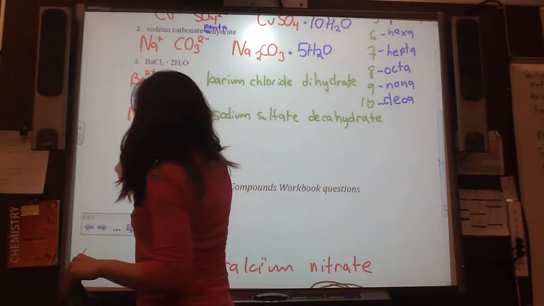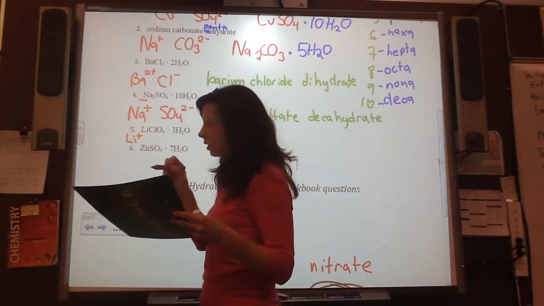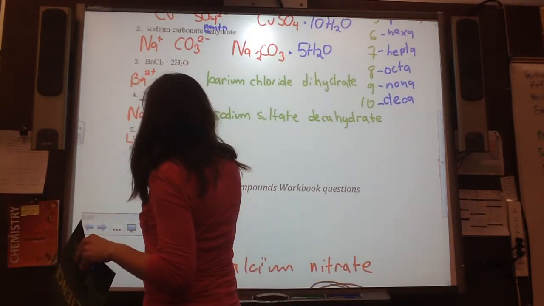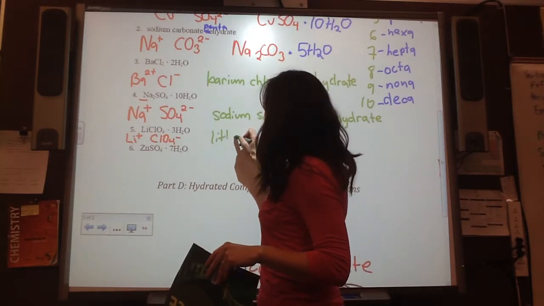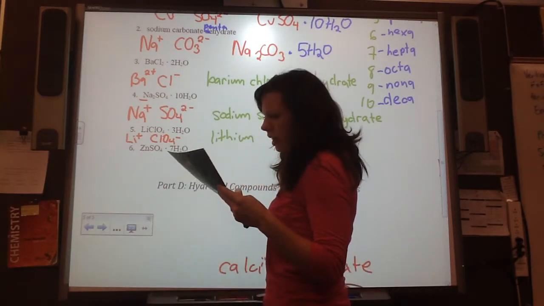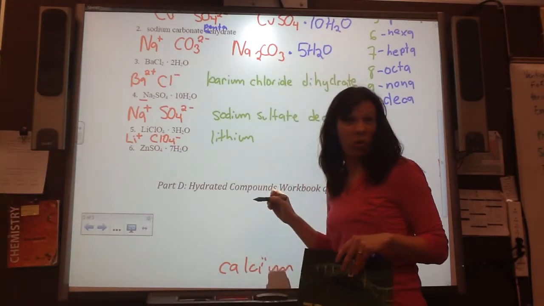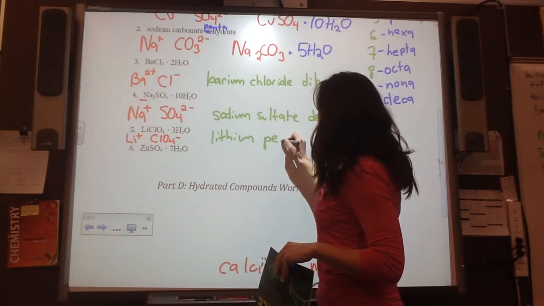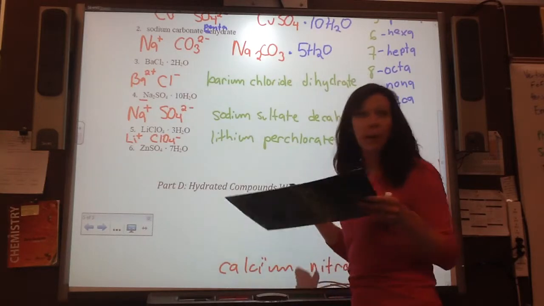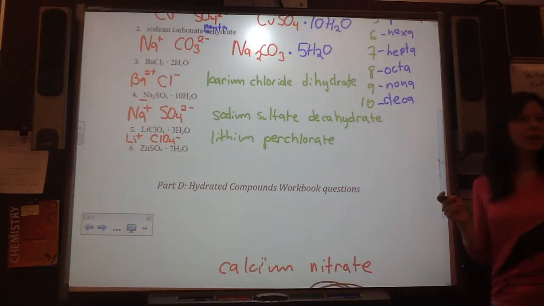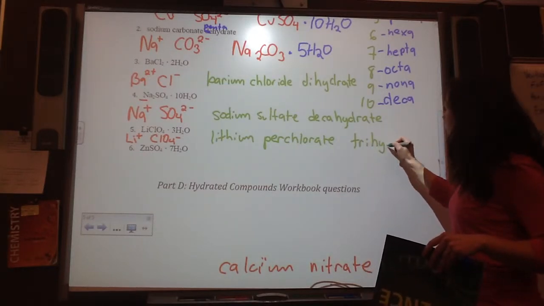So Li is Li+. ClO4, go to your polyatomic ions. ClO4-. So then you get the compound lithium. What is that? ClO4, perchlorate. Lithium perchlorate. Right? Yep. I said try. Oh, trihydrate, yeah. Trihydrate.